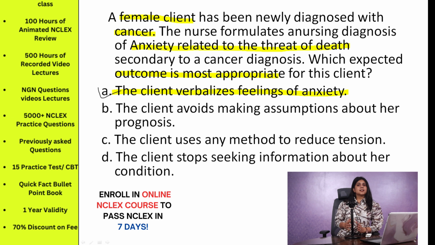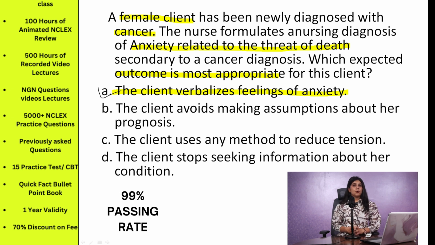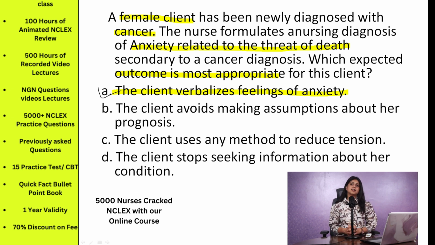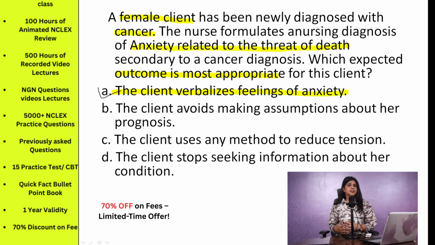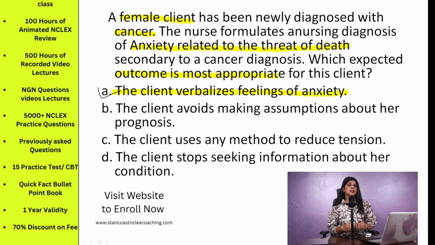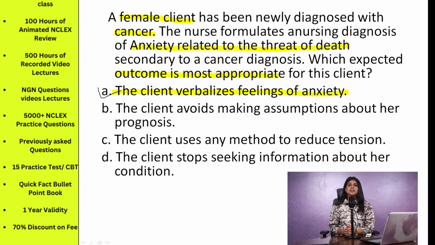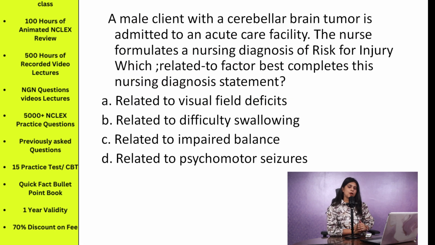Option C is undesirable because not all coping methods are healthy. Some, like alcohol or drug use, could be harmful. Option D is incorrect because seeking information can help the client regain a sense of control and actively participate in decision-making. Let's keep the momentum going with the following question.